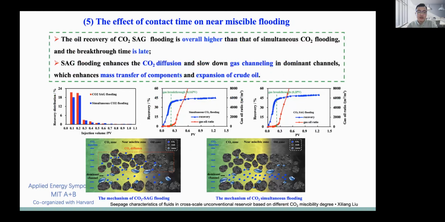So what's the effect of contact time on near-miscible flooding? As the result showed, the oil recovery of CO2 WAG flooding is much higher than that of simultaneous CO2 flooding, and the breakthrough time is later. It can be speculated the WAG flooding enhances the CO2 diffusion and slows down gas channeling in dominant channels, which enhances mass transfer of components and expansion of crude oil.